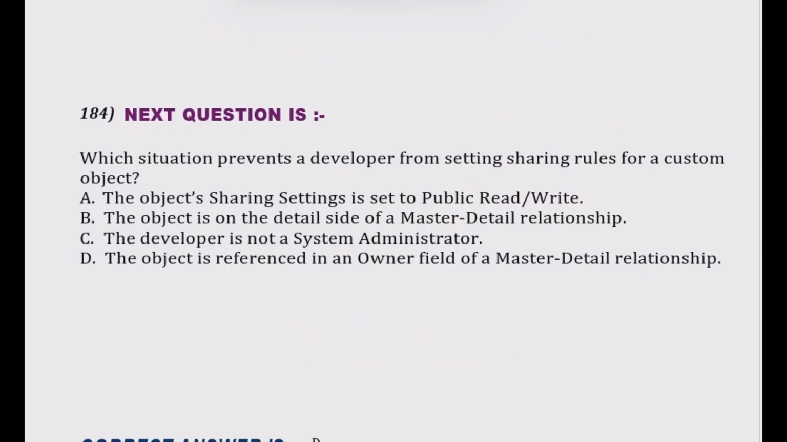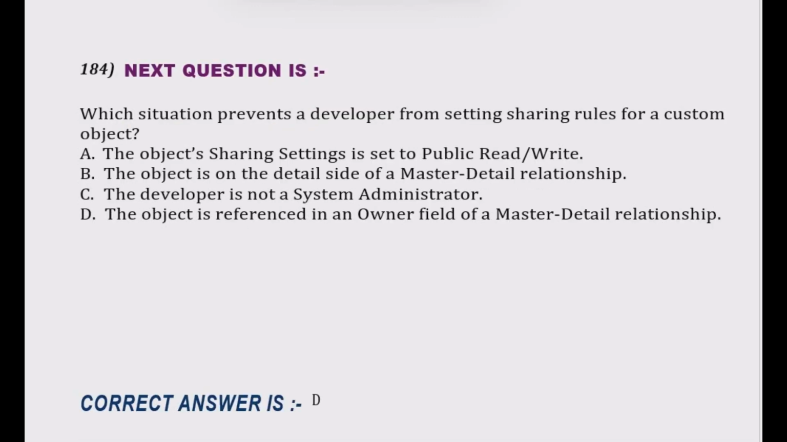Question is, which situation prevents a developer from setting sharing rules for a custom object? Option A. The object's sharing setting is set to public read and write. Option B. The object is on the detail side of a master-detail relationship. Option C. The developer is not a system administrator. Option D. The object is referenced in an owner field of a master-detail relationship. Correct answer is option D.